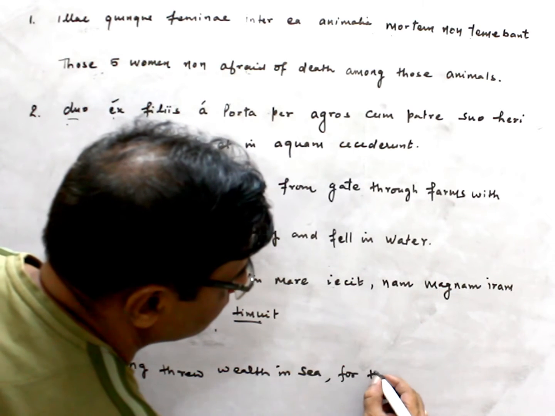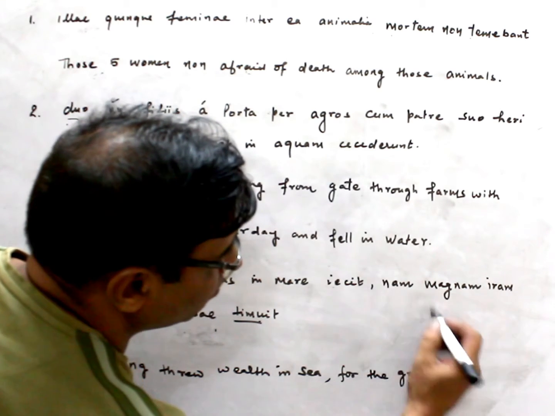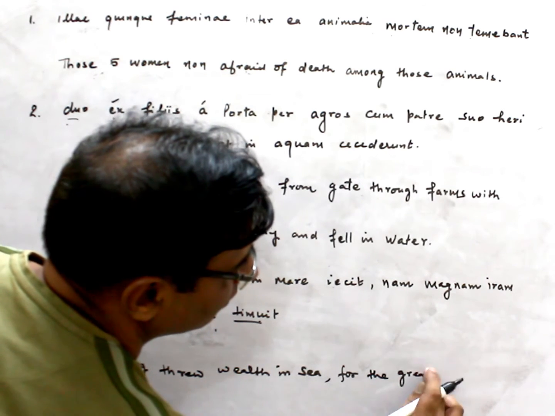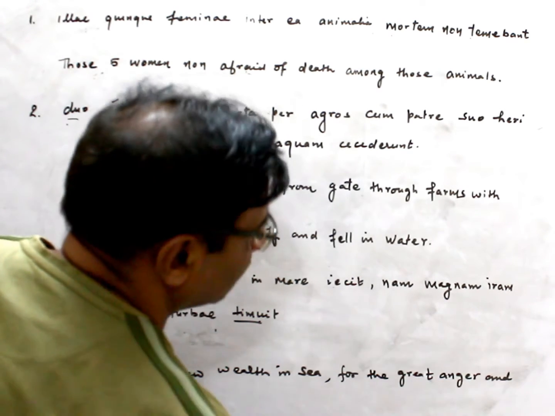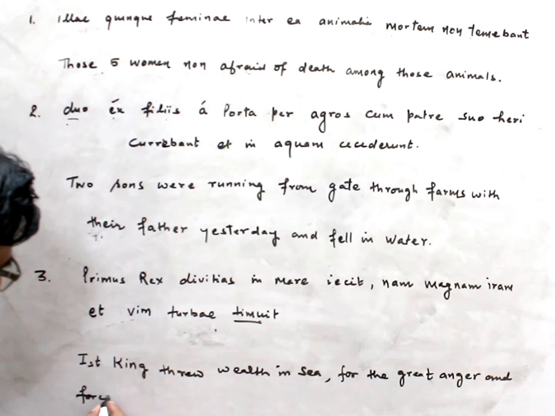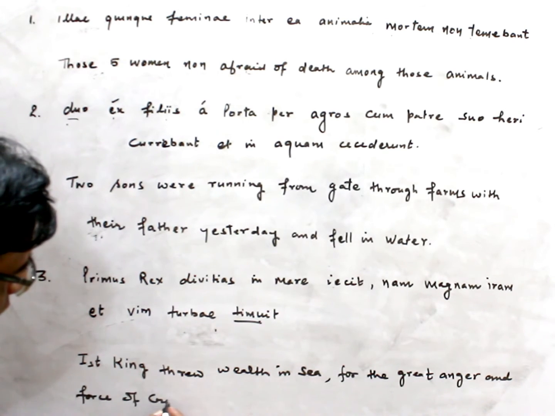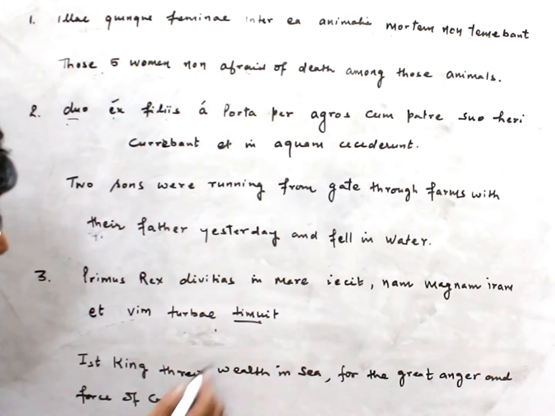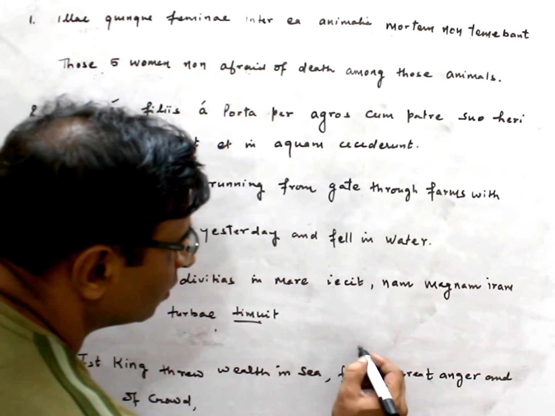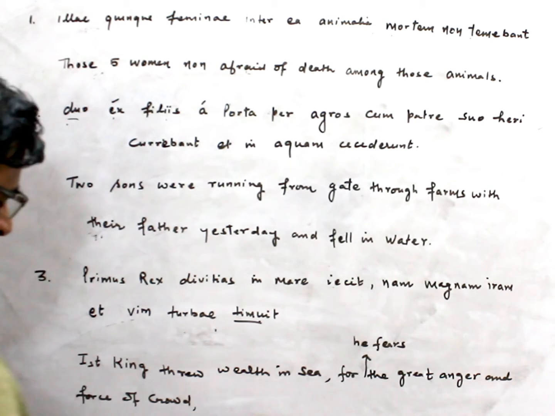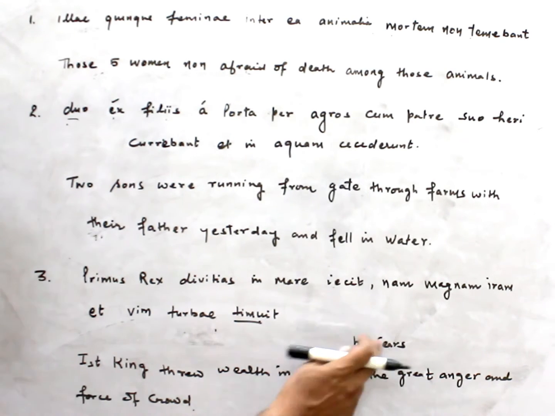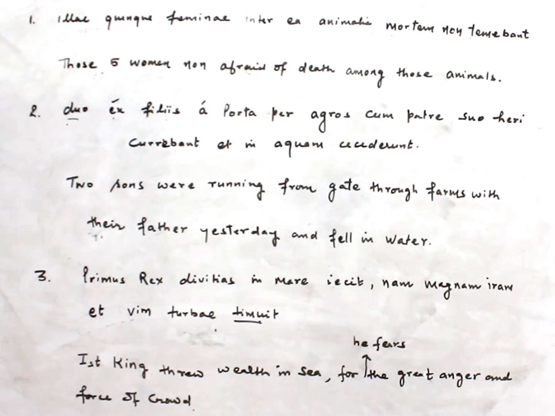Magnam is from the word mega. Great anger and force of the crowd, fear. For he fears the great anger and force of the crowd. Because he fears the great anger and force of the crowd.